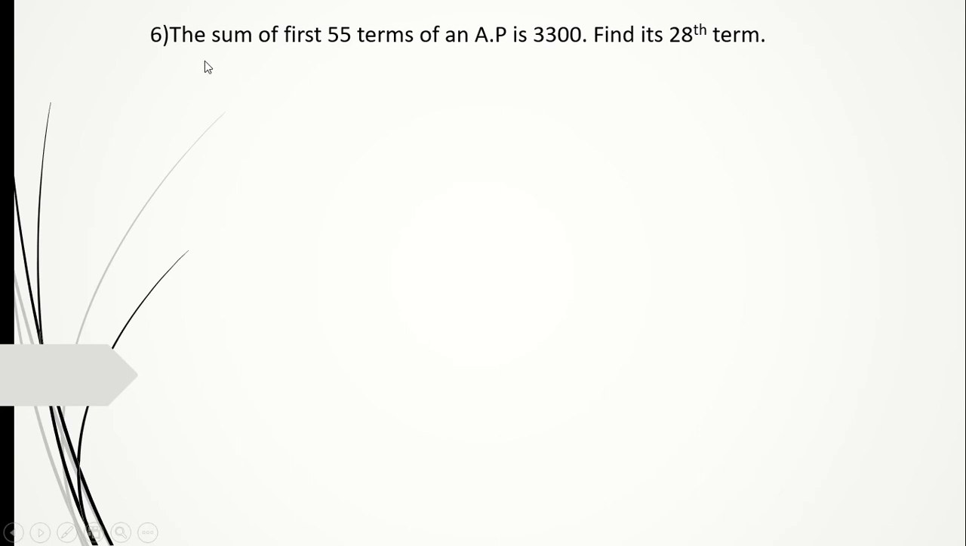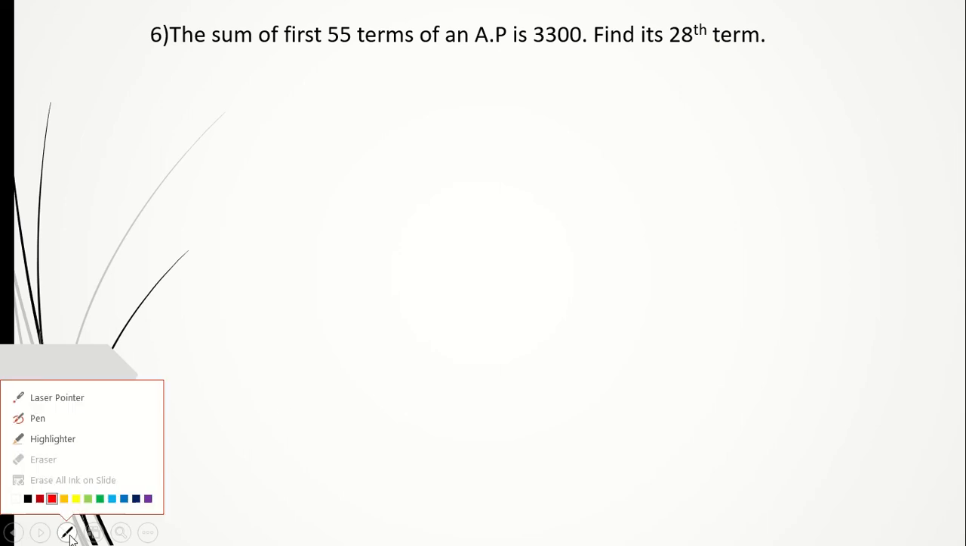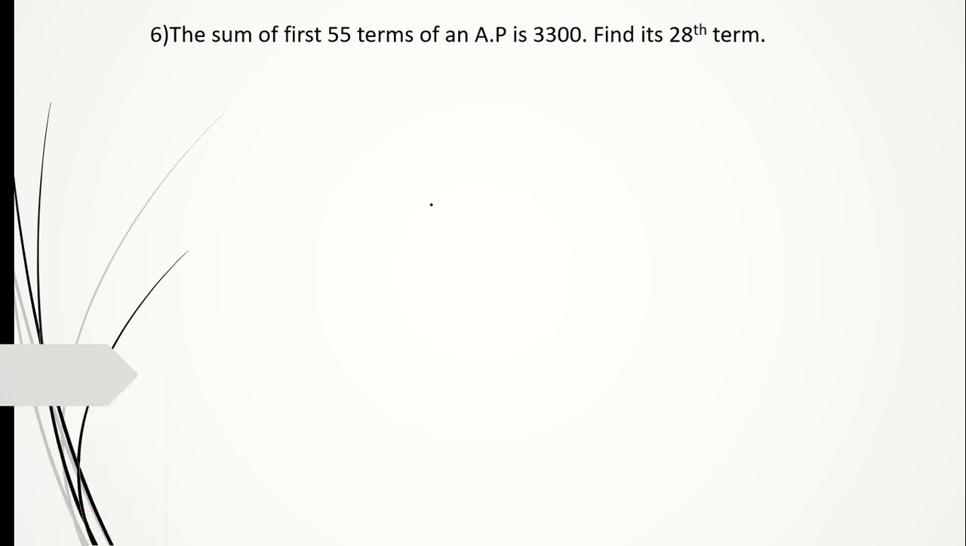The sixth sum: the sum of the first 55 terms of an AP is 3300. Find its 28th term. We have already learnt the formula for the sum of n terms of an AP, that is Sn, and we also know the formula for the nth term, that is Tn. Sn is the sum of the first n terms, and Tn is the formula to find only one particular term, the nth term, let's say the 10th term or 20th term. Here in this case, the 28th term.